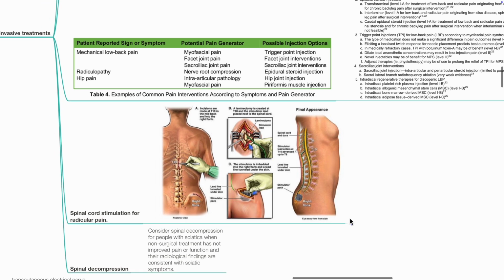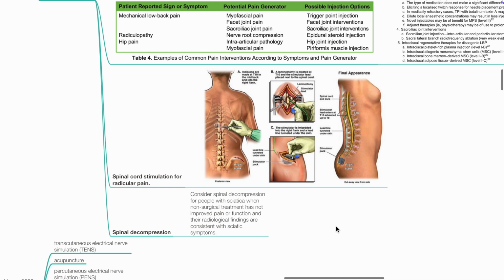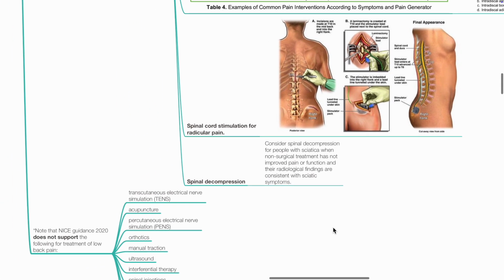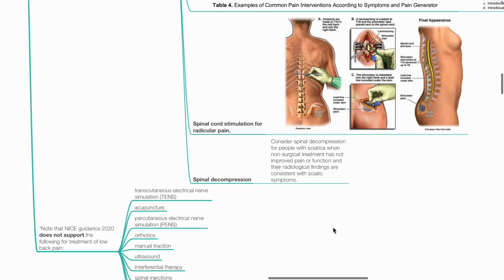Spinal cord stimulation is an option for radicular pain. Consider spinal decompression for patients with sciatica when non-surgical treatment has not improved pain or function, and their radiological findings are consistent with sciatic symptoms.